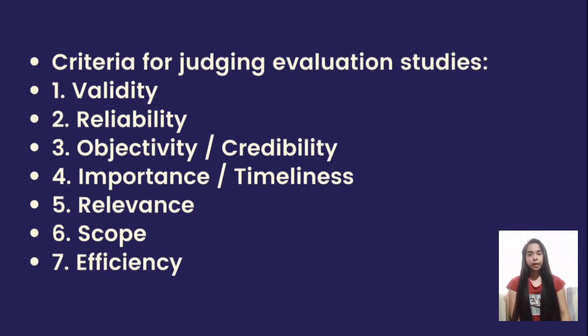Number three is the objectivity or the credibility. This means that you are going to ask if there is a bias given to the information provided or what point of view it represents. The credibility involves both the honesty of the person and how much of an authority they are.